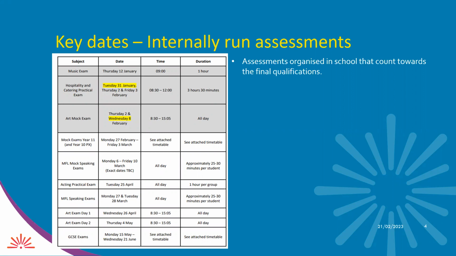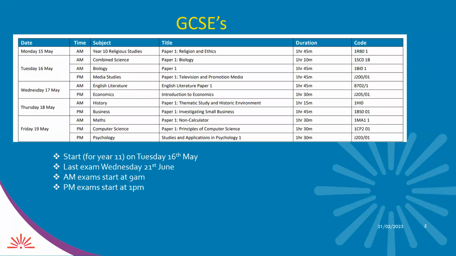And then we have the GCSE exams that begin on Monday, the 15th of May. For year 11, however, the first exam is actually on Tuesday, the 16th. So for year 11, combined science biology on the Tuesday morning is the first exam paper. The last exam is on Wednesday, the 21st of June.